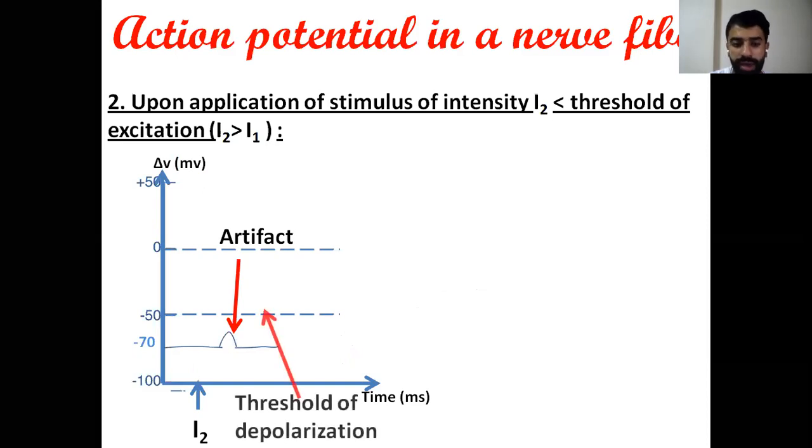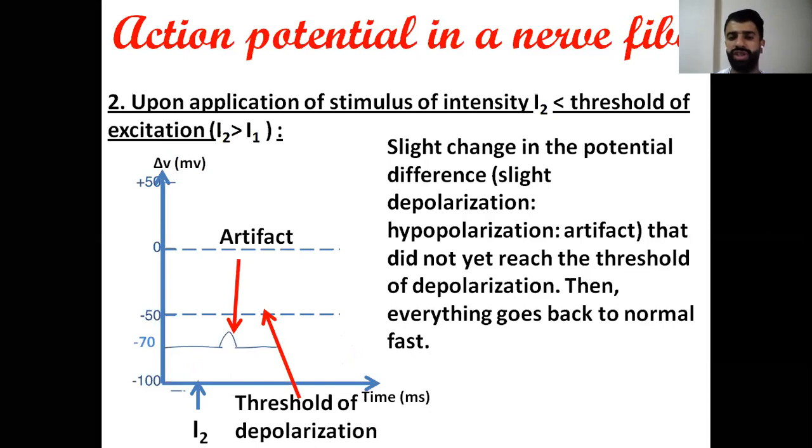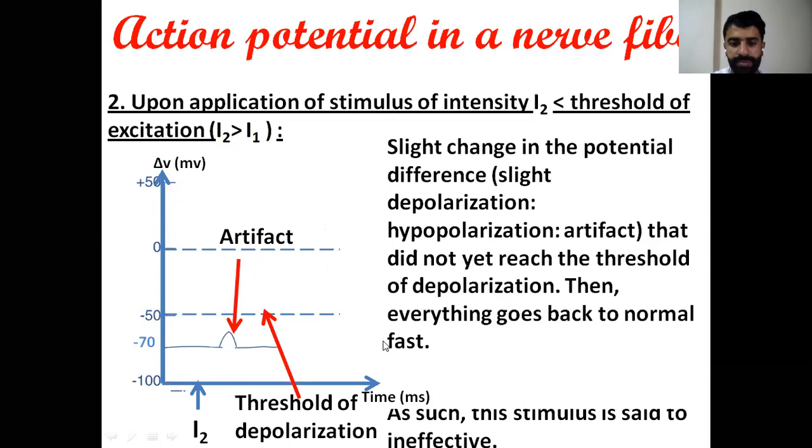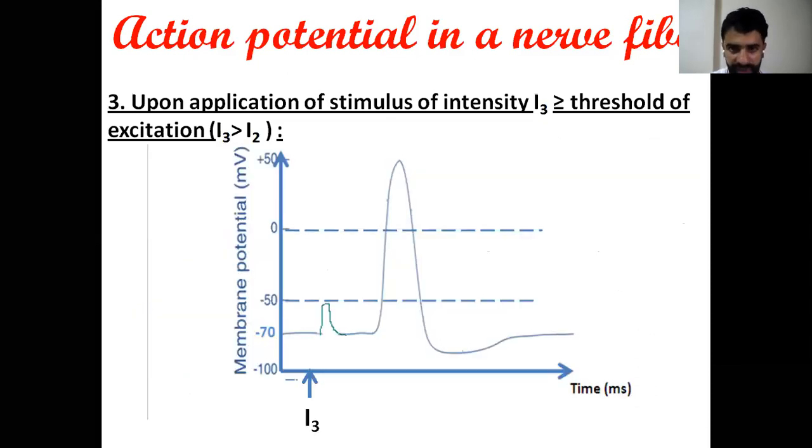So here, we didn't reach the threshold of depolarization. There is only a slight change in the potential difference. It's called hypopolarization, or it's referred to as artifact. It didn't reach the threshold of depolarization, so everything will go back to normal and return to the resting state. As such, the stimulus is said to be ineffective.